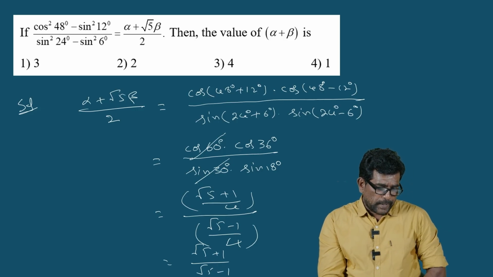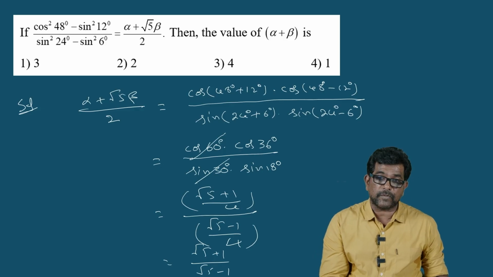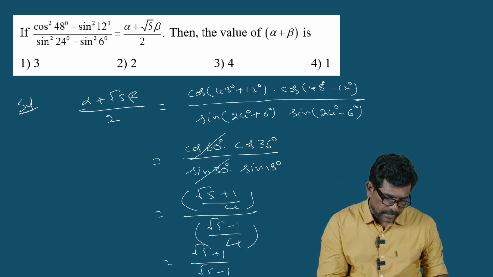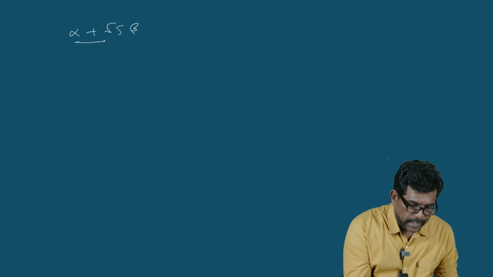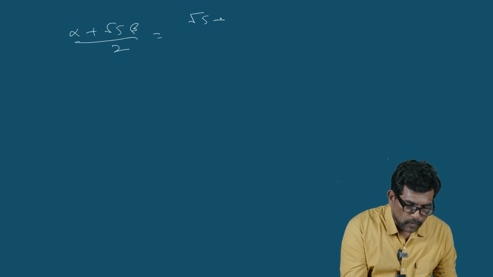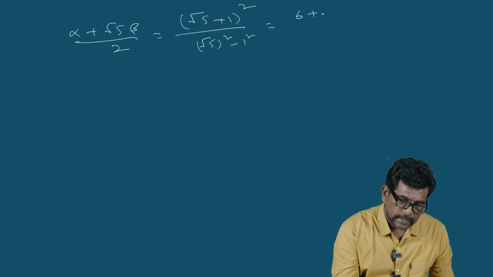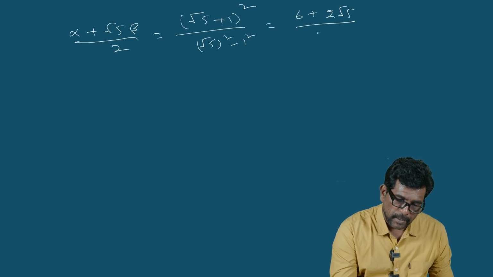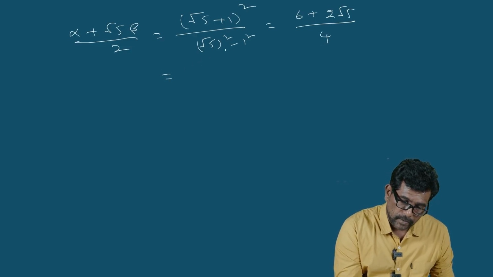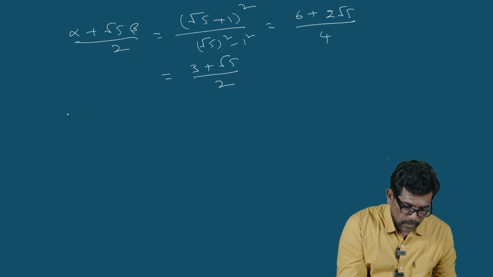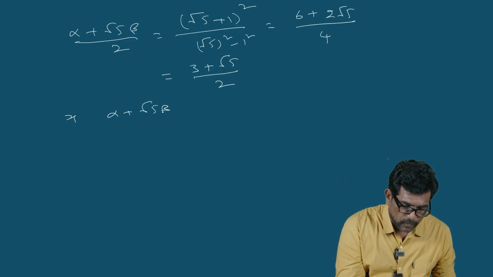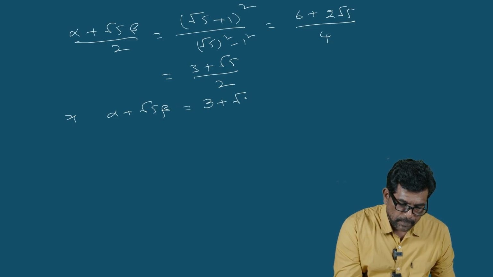But it must be given in the form of the LHS, alpha plus root 5 beta by 2. That's why we are going to rationalize this. By rationalizing, alpha plus root 5 beta by 2 is equal to root 5 plus 1 whole square by root 5 whole square minus 1 square. This is equal to 6 plus 2 root 5 upon 4, or 3 plus root 5 by 2. So here alpha plus root 5 times beta is equal to 3 plus root 5.